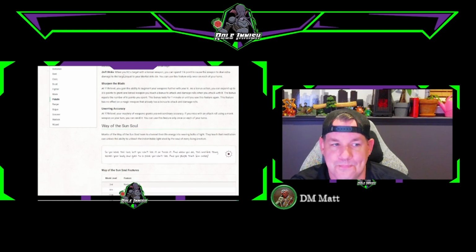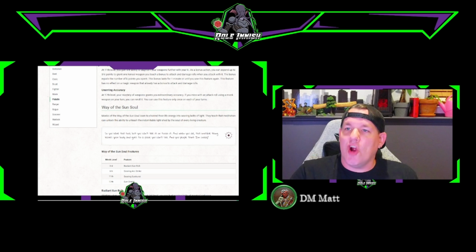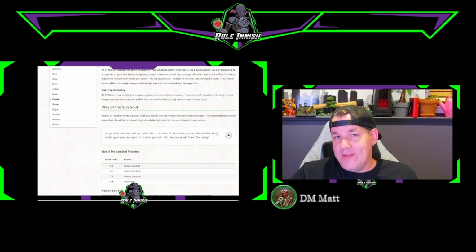Okay, so however many ki points you have, you can tack that on. At 11th level, Sharpen the Blade. You gain the ability to augment your weapons further with your ki. As a bonus action, you can expend up to 3 ki points to grant one Kensei weapon that you touch a bonus to attack and damage rolls when you attack with it. The bonus equals the number of ki points you spent, up to 3.